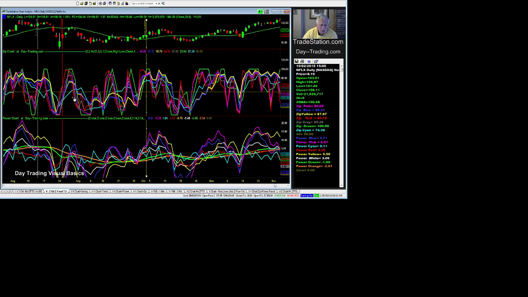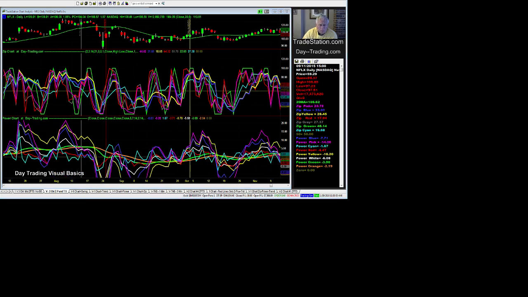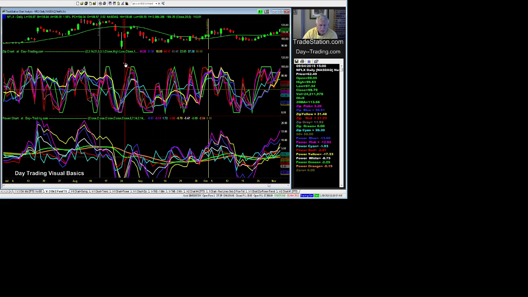I'm going to show you this over here. We're going to move over to the red vertical line. This is the first day that there is no high Zip Cyan. But you move the red line to the right one, and on this day we have Zip Cyan as the lowest.